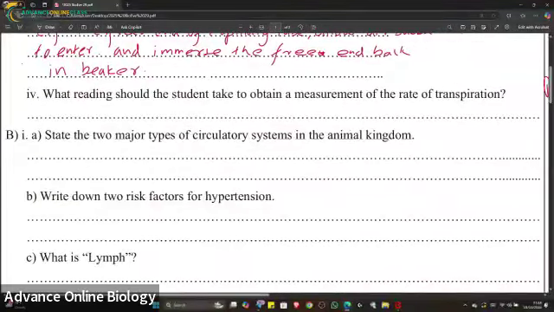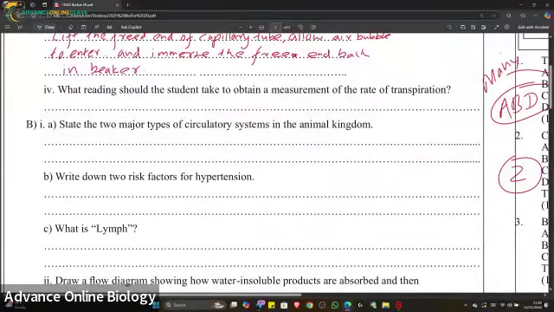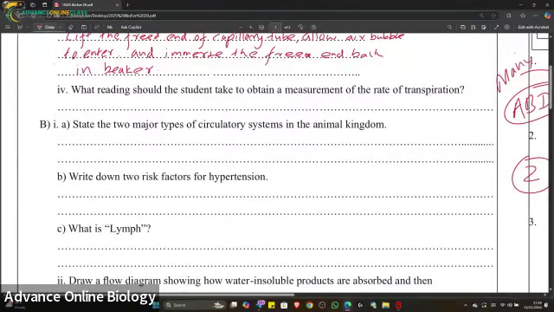What reading should the student take to obtain the rate of transpiration? How to obtain the rate of transpiration? Time taken for the air bubble to travel a particular distance.